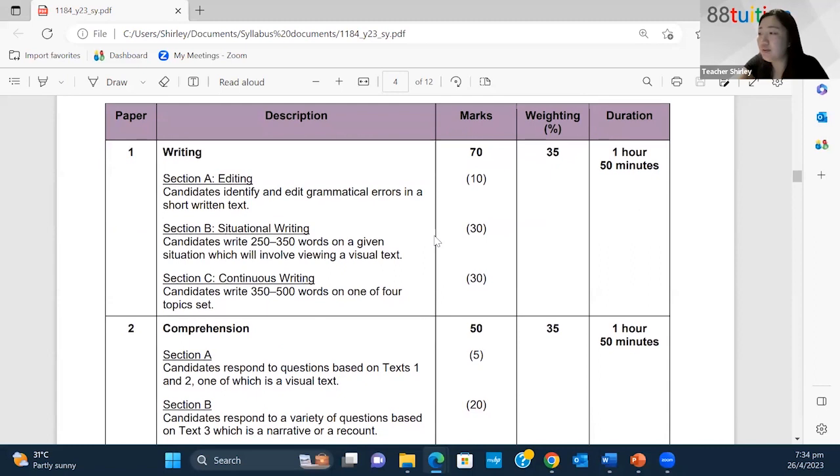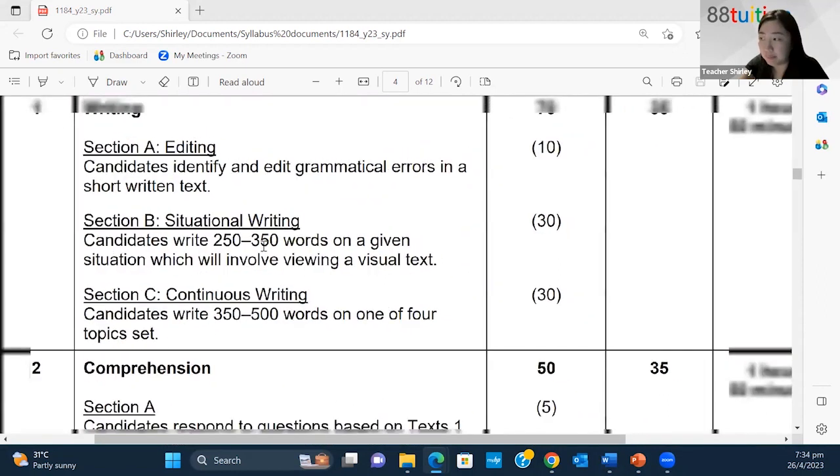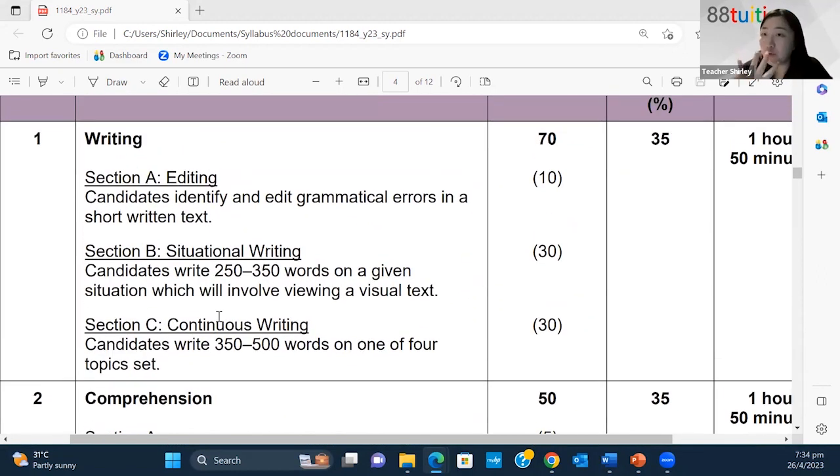So the first paper, paper 1, is actually your editing, situational writing, and continuous writing. Situational writing and continuous writing carry the same marks, right? But usually we will not spend so much time on situational writing, we'll spend more time on continuous writing. And under continuous writing, there can be different genres. In the O-level paper, you'll be given 4 topics, and out of the 4 topics, you get to choose.